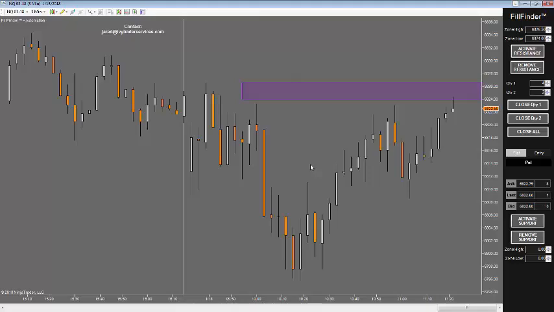And so that's what FillFinder will do as the market, if it's able to spend some time in this 68.24 plus area, we'll hopefully see what FillFinder can do.